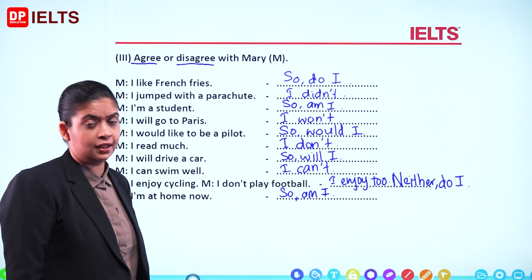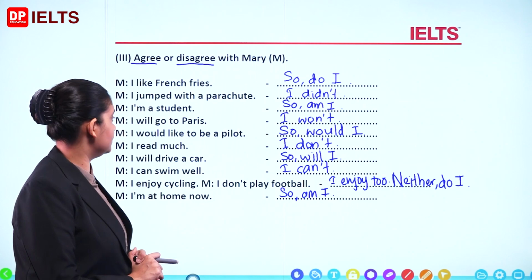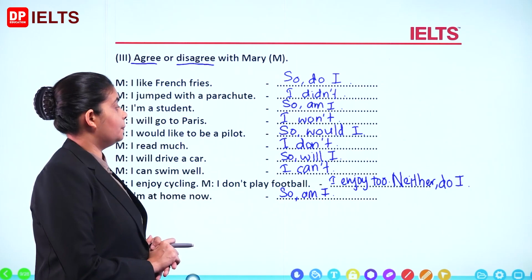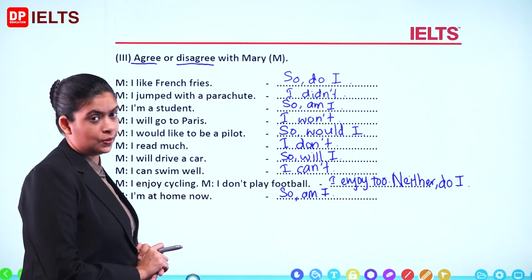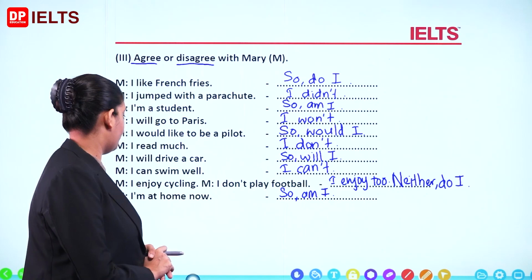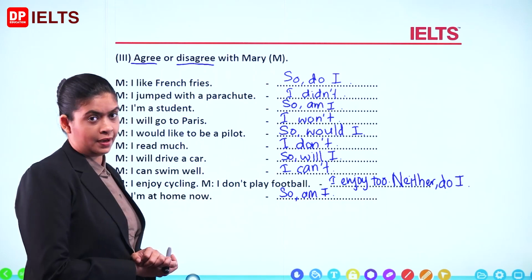Right? I like French fries. So do I. I jumped with a parachute. I didn't. I'm a student. So am I. I will go to Paris, I won't. I would like to be a pilot, so would I. I read much, I don't. I will drive a car, so will I. I can swim well, I can't. I enjoy cycling. I don't play football, neither do I. Okay. Or you can say, if you want, so do I, neither do I. I'm at home now, so am I. Right. So let's have a look at the next question.